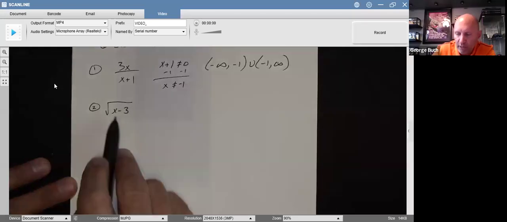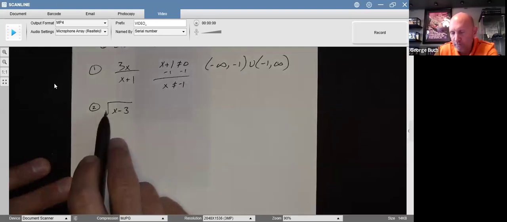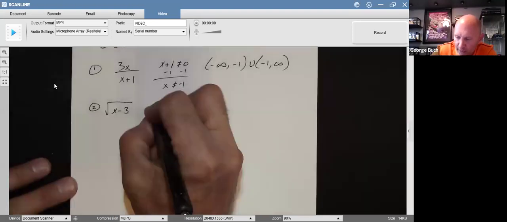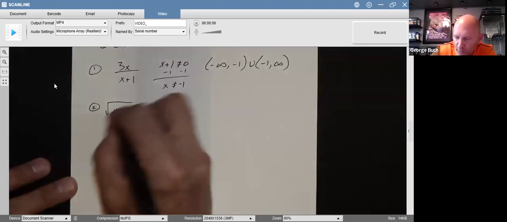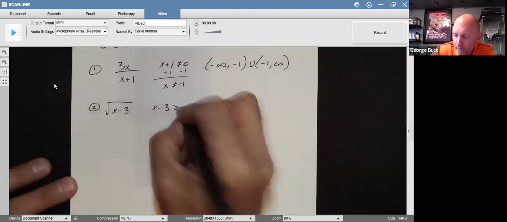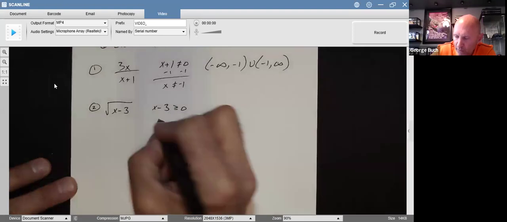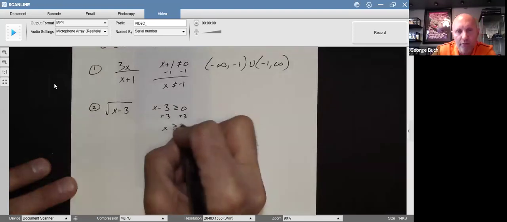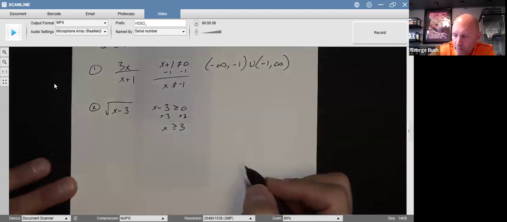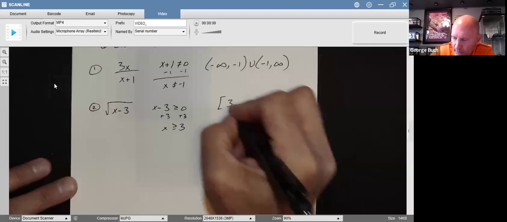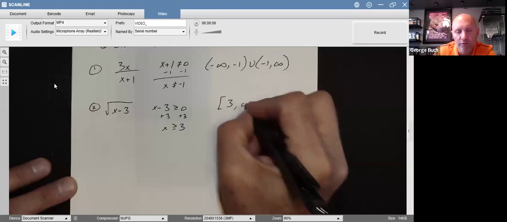So, do I have a denominator? No. Do I have an even root? Yes, I do. Square root. So when I have an even root, what do I have to do? I have to set the radicand, which is the piece under the root symbol, greater than or equal to 0. Add 3 to both sides, gives me x is greater than or equal to positive 3. So in interval notation, it's included, so it gets a bracket going up to infinity.